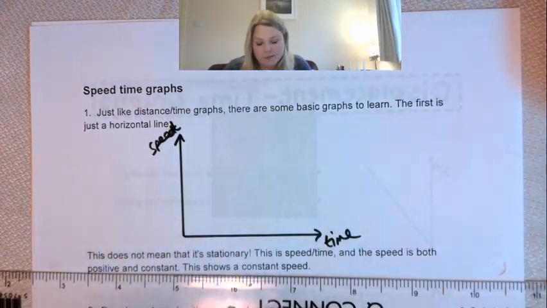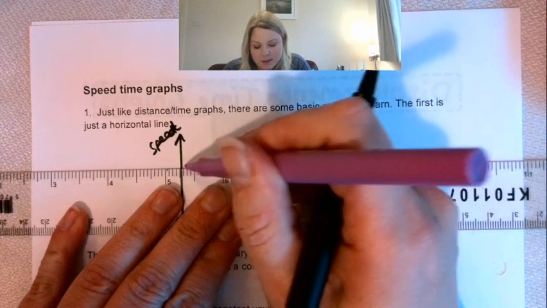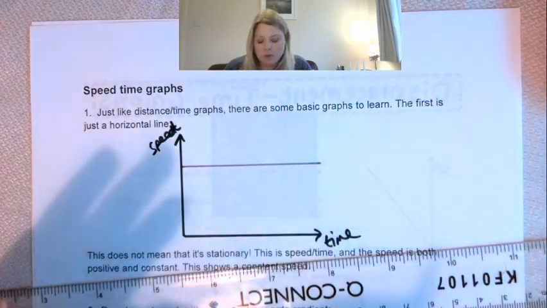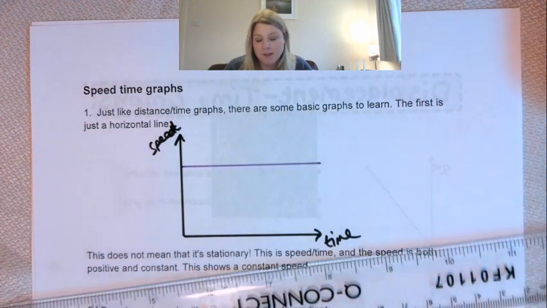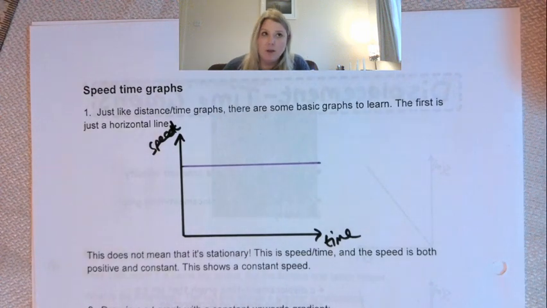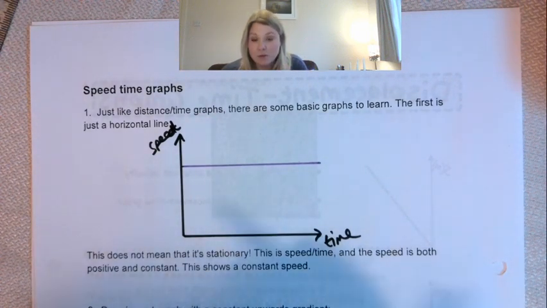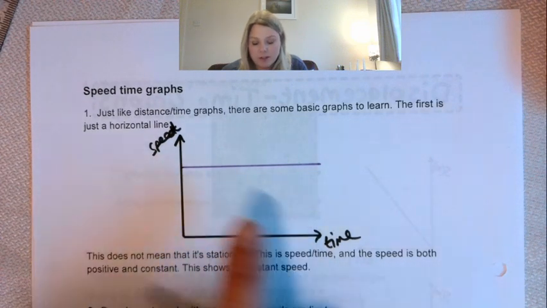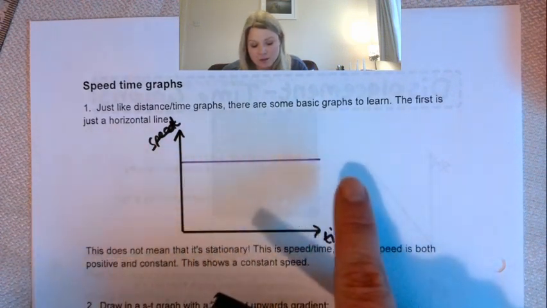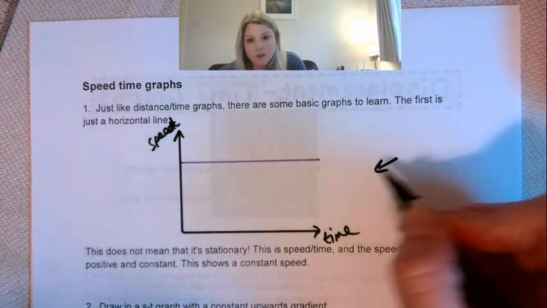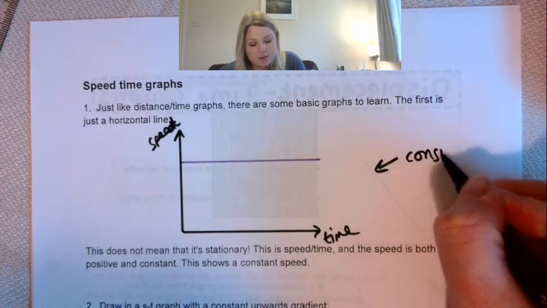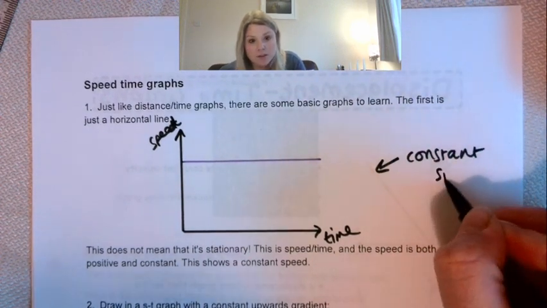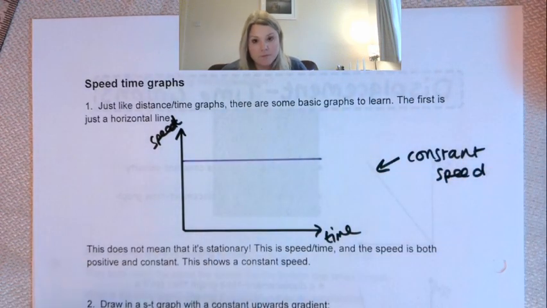If we have a speed time graph and it is like this, one of the most common mistakes that people make is they apply the rule from distance time graphs here and they think, oh, that must mean it's stopped. It's not. As time is continuing on here, the speed is just staying constant. So a graph like this shows you something that's traveling at a constant speed.